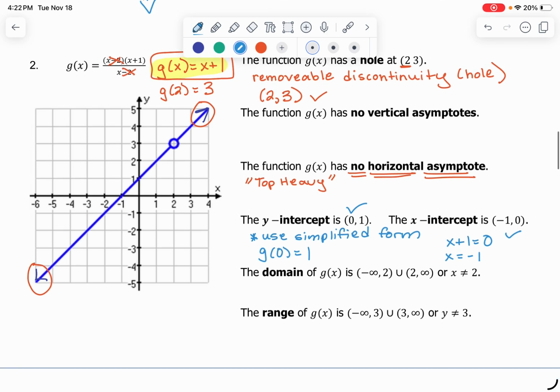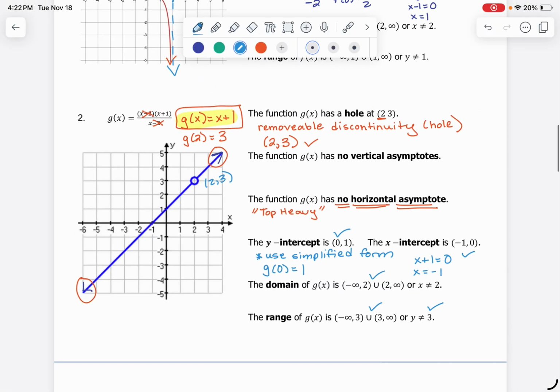Okay, so we only have one single point here where there's an issue. The discontinuity happens at the point (2, 3) because of the hole. So our domain is going to include all numbers except for 2. Here's your interval notation and your inequality notation. And then the range is going to include all numbers except for 3. So we have our interval notation and our inequality notation.